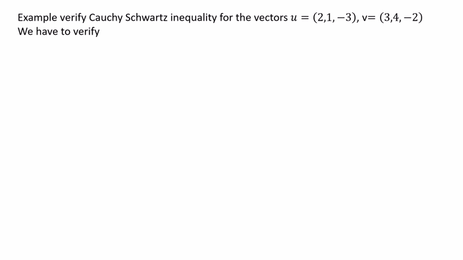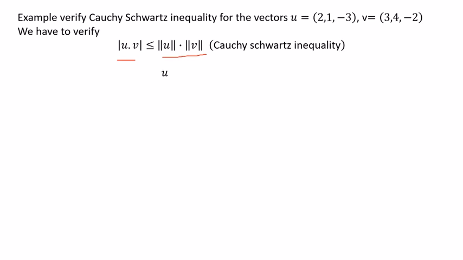Now again we start with the same. We have to verify modulus of u dot v is less than or equal to norm u into norm v, which is our Cauchy Schwartz inequality. So again we'll try to find the value of the left hand side and the value of the right hand side. Let us start by finding the value of the left hand side.